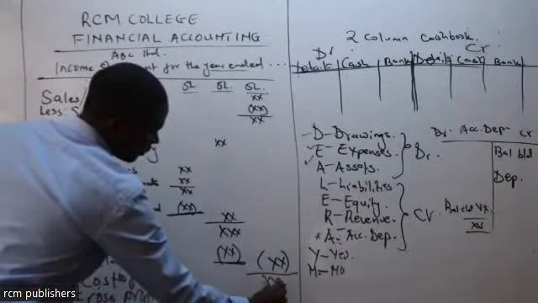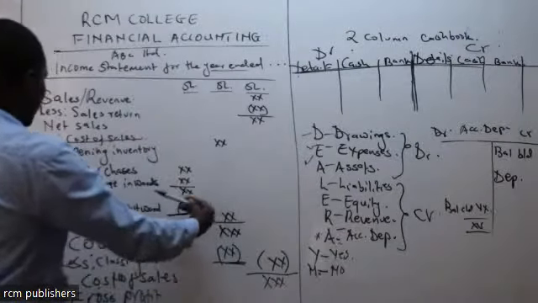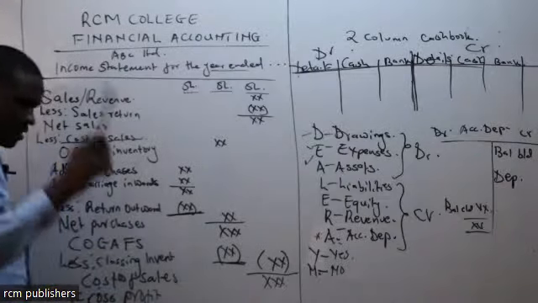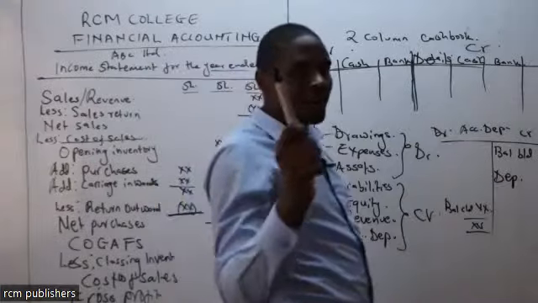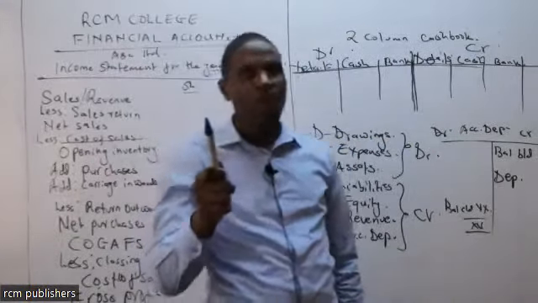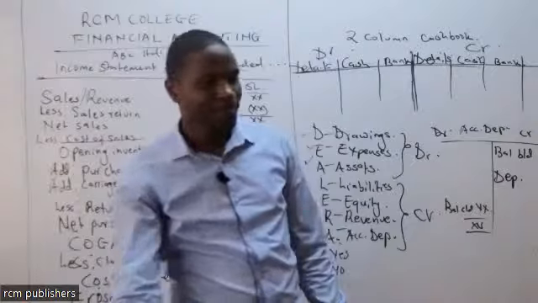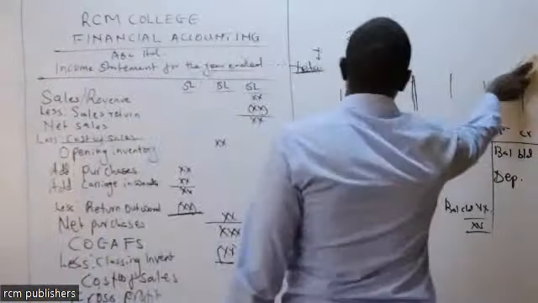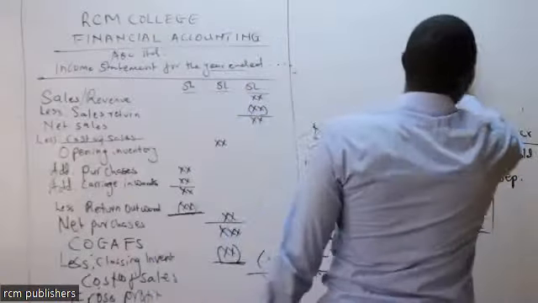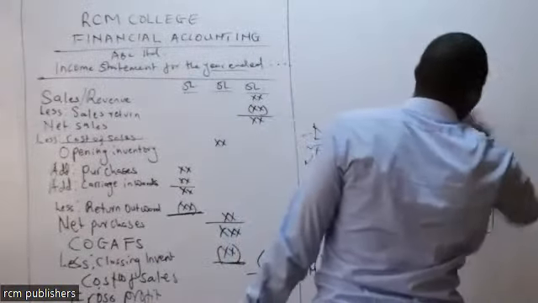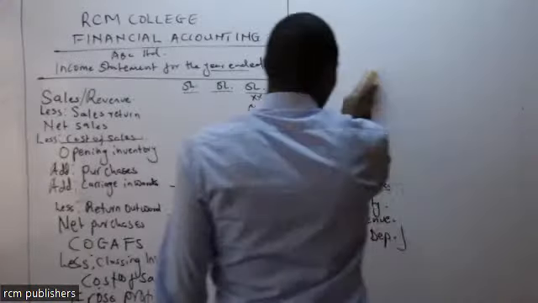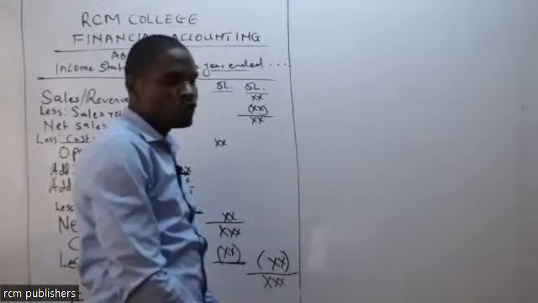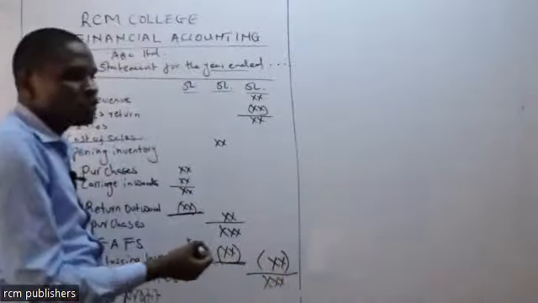Sasa kuna point nataka ushike, that for the carriage inward you add, for the return outward you less. Carriage inward you add, for the return outward you do what? You less. What about carriage outward? Carriage outward. Tuko na hiyo pia. What do we do to that? How do we treat that? Class nakwambia ukitoka hapa, you'll be in a position even to teach your fellow colleague. What do we do to the carriage outward? How do we treat that?